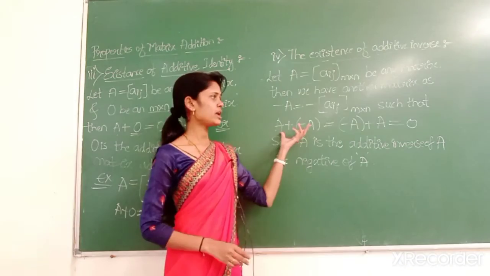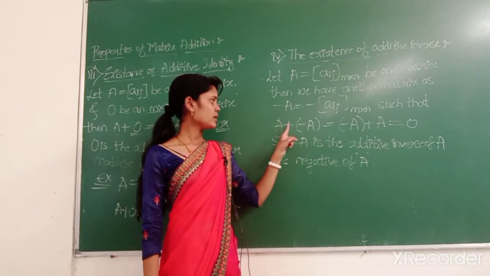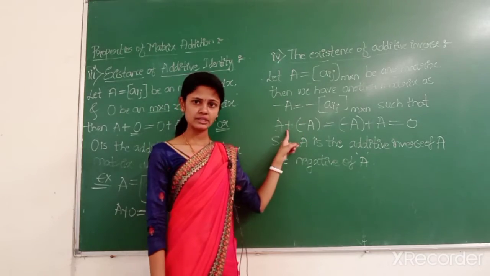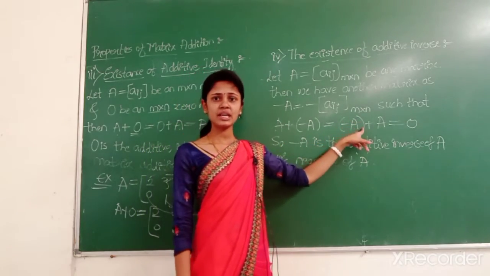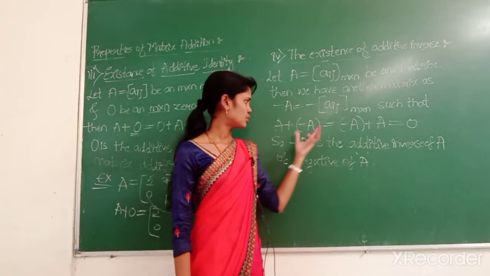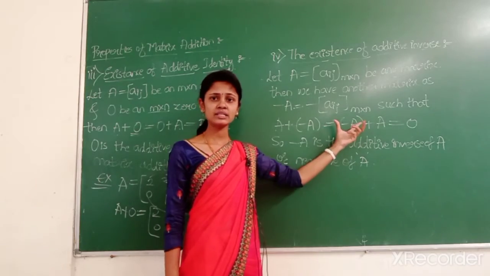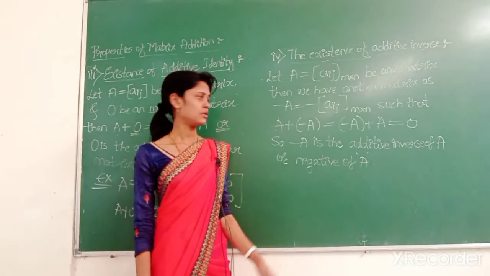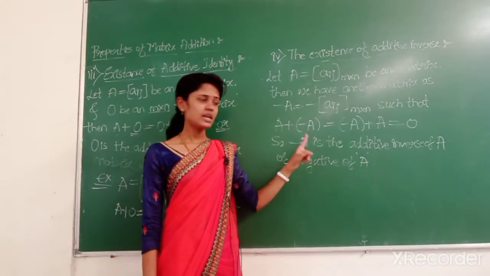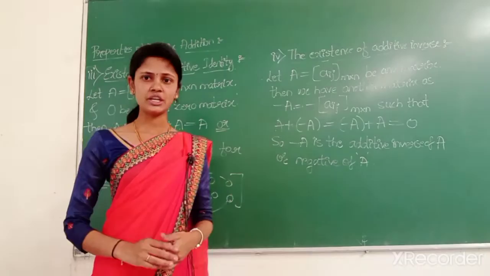Whenever we add A plus minus A, plus into minus is minus. So A minus A is equal to minus A plus A, which is 0. So A plus of minus A is equal to minus A plus of A, which is equal to what we must get? 0. So minus A is the additive inverse of A, or the negative of A.